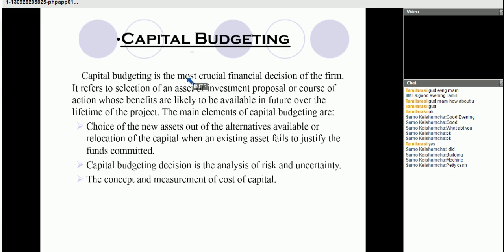Next is capital budgeting. It is the most crucial financial decision of the firm. It refers to the selection of an asset or investment proposal or course of action whose benefits are likely to be available in future over the lifetime of the project. So it's like capital decision making only. It's the choice of new assets out of the available alternatives, or relocation of the capital when an existing asset fails to justify the funds committed.